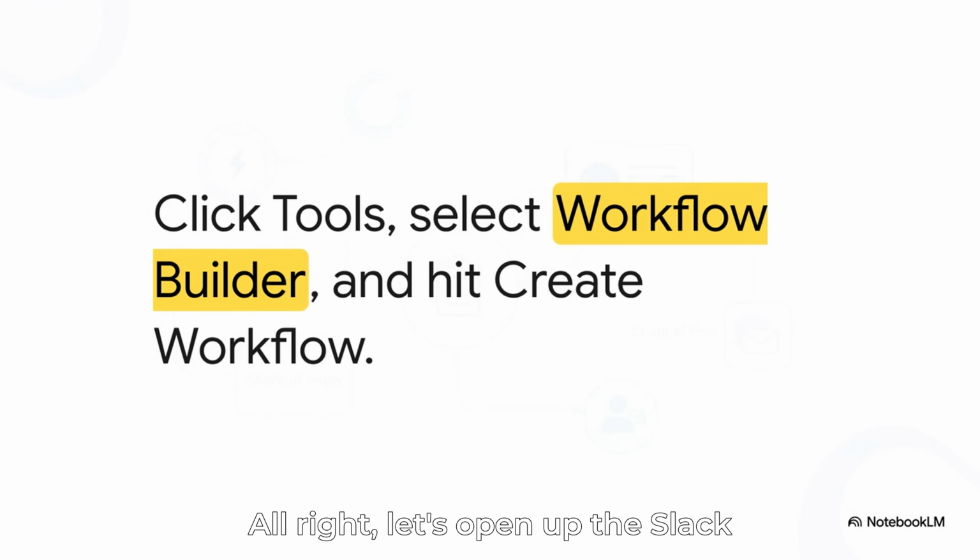All right, let's open up the Slack desktop app. To start completely from scratch, just glance over at your Slack sidebar. You're going to click Tools, then select Workflow Builder, and finally hit Create Workflow. It really is that easy to launch the Builder canvas. It pops right up in a fresh window, completely a blank slate, ready for you to start designing your logic.